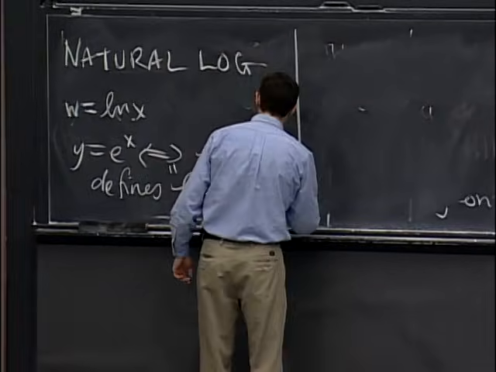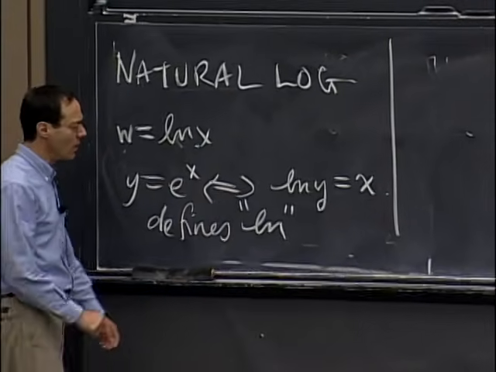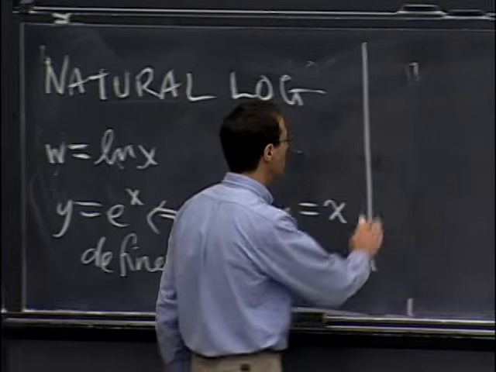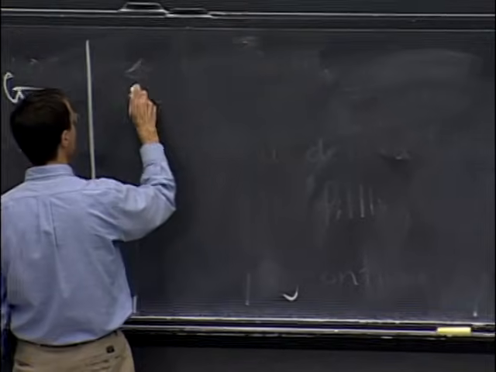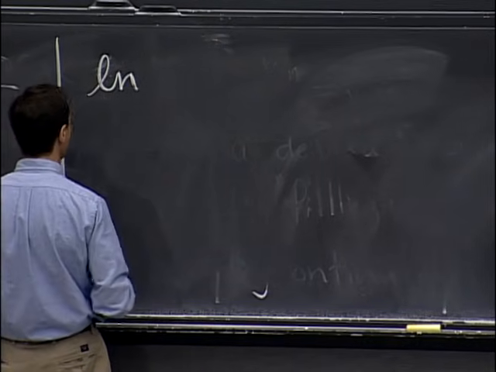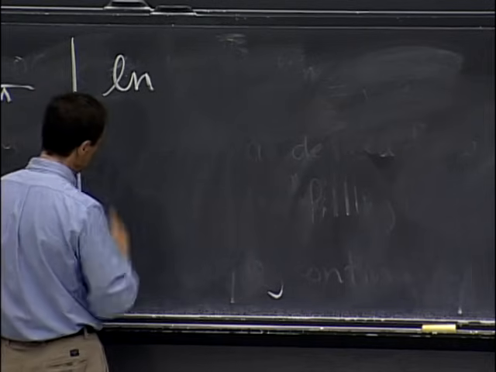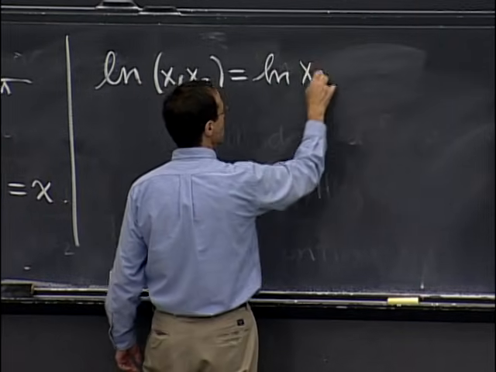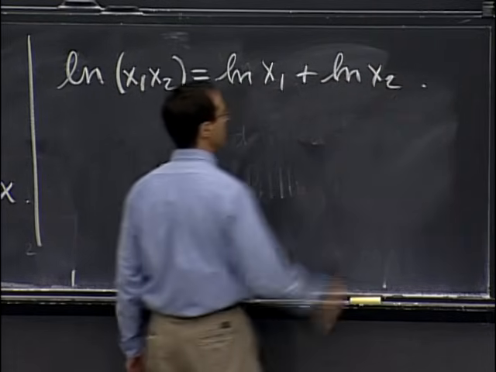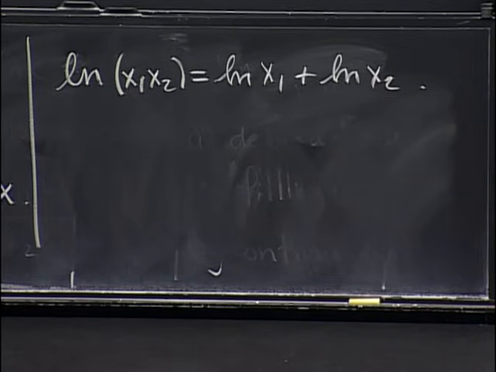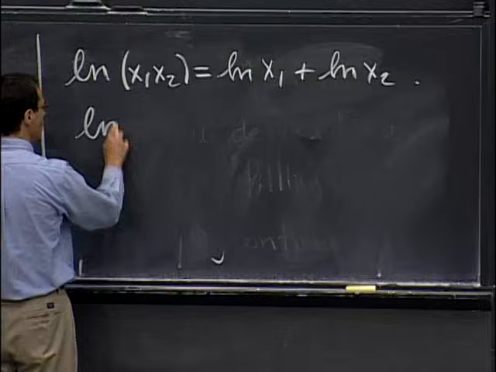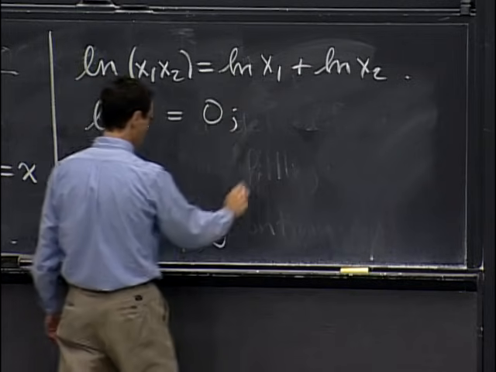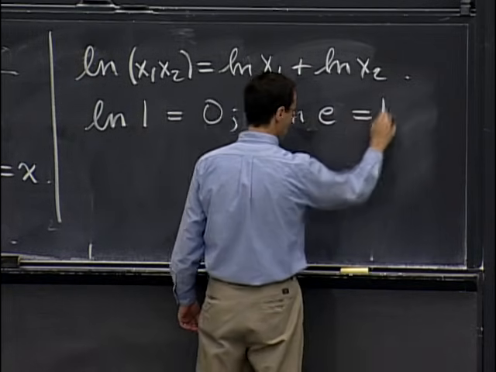Now, the logarithm has a bunch of properties, and they come from the exponential properties. And in principle, you remember these. I'm just going to remind you of them. So the main one that I just want to remind you of is that the logarithm of x1 times x2 is equal to the logarithm of x1 plus the logarithm of x2. And maybe a few more are worth reminding you of. One is that the logarithm of 1 is 0. A second is that the logarithm of e is 1.